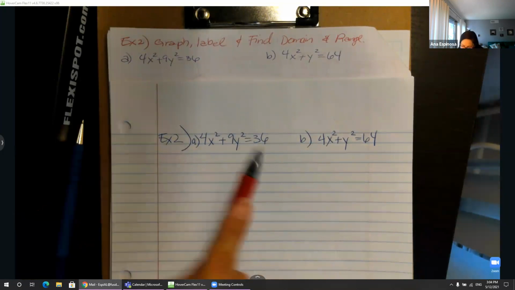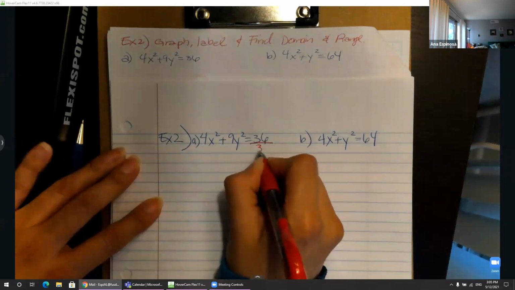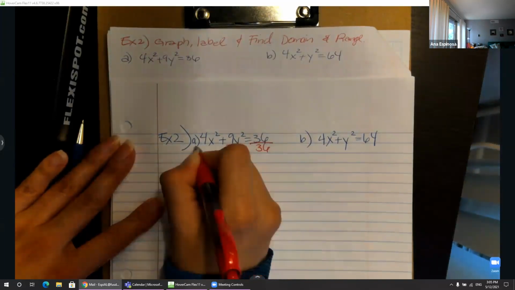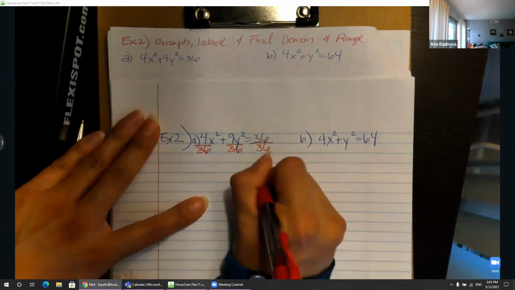So the first thing you need to do is you have to make this a 1. In math, the way you can create a 1 is by dividing by the same number. Okay, just like we had with the matrices. So you would divide by this number. Okay, are you going to end up with fractions? The answer is yes. That's the whole purpose. You have to end up with fractions. So then this gives you a 1.